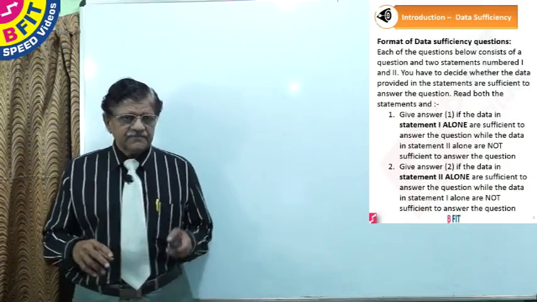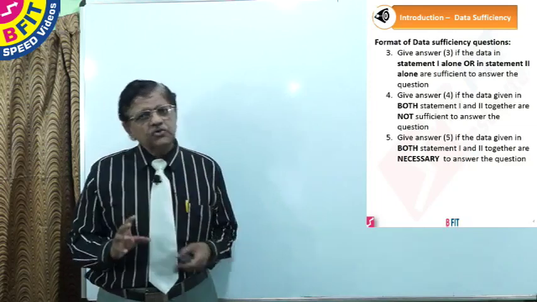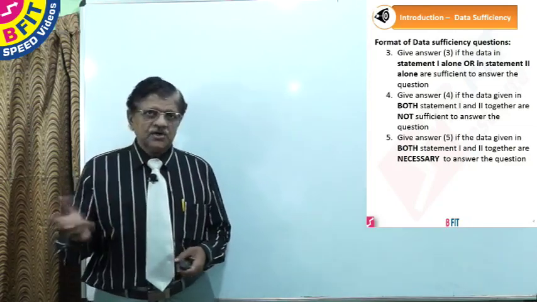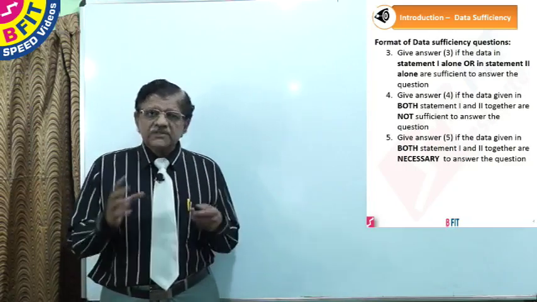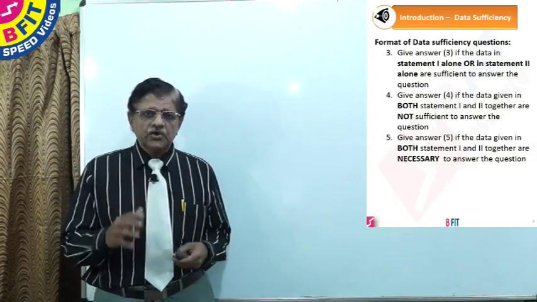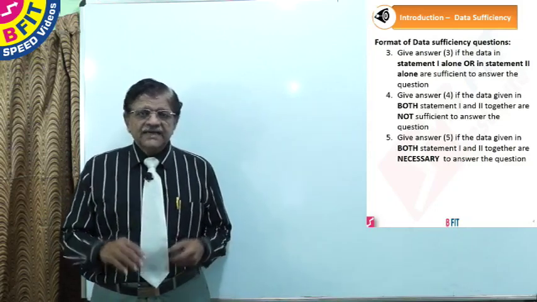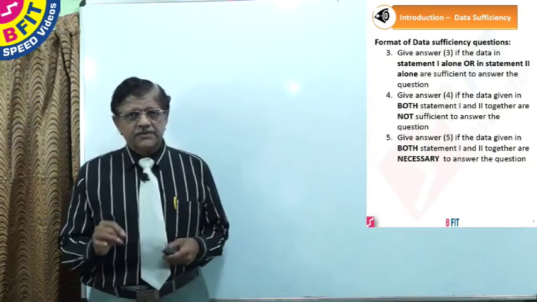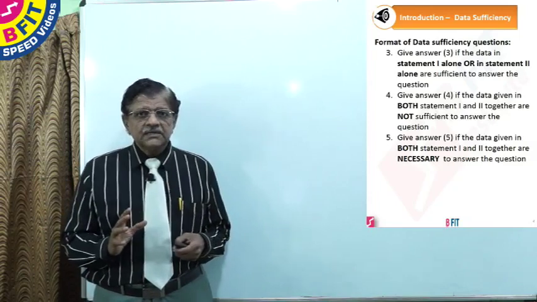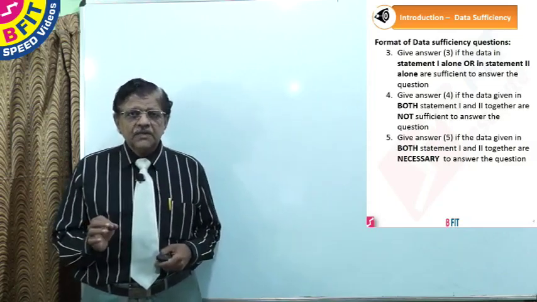Then option 3 is data available in either statement 1 or statement 2 alone is sufficient to answer the question. So the answer can be found from the data available in either statement 1 or statement 2. Then option 4 is that the data available in both statement 1 and statement 2 is not sufficient to answer the question. With all the data available in both statements, you will not be able to find the answer. Then option 5 is that the data in statement 1 together with the data in statement 2, both put together, are sufficient to answer the question. This is the normal pattern of the options. This need not follow in every case, so you must exercise a little caution before you embark upon answering the question. But this will be the normal pattern.